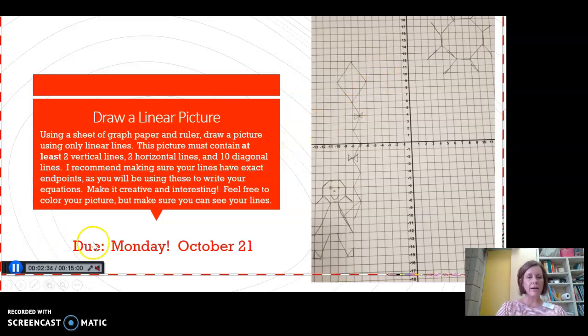And again, you can draw whatever you want. Your picture is due Monday. So I want this picture drawn. Now, my examples, I didn't color any of the pictures, but I would love for you to color this and make it look like a nice piece of artwork. But keep in mind that you are going to need to be able to see these lines and be able to identify the endpoints. So you could color it and then trace your lines in black or a different color so they stand out. Just make sure that we can really see those lines.